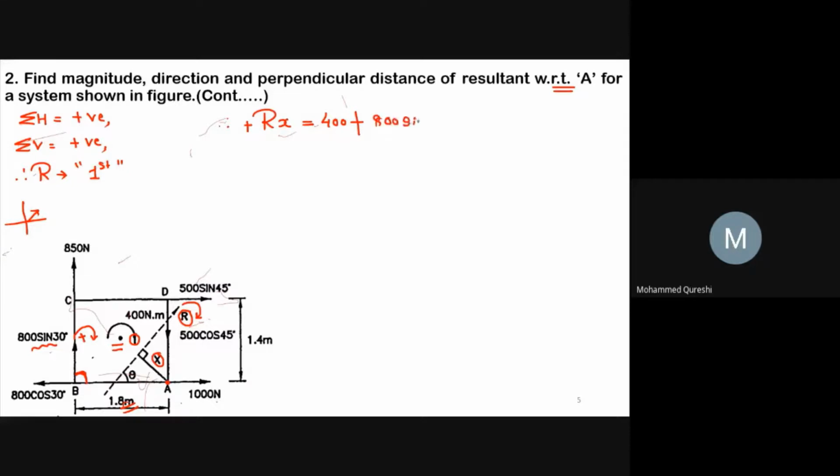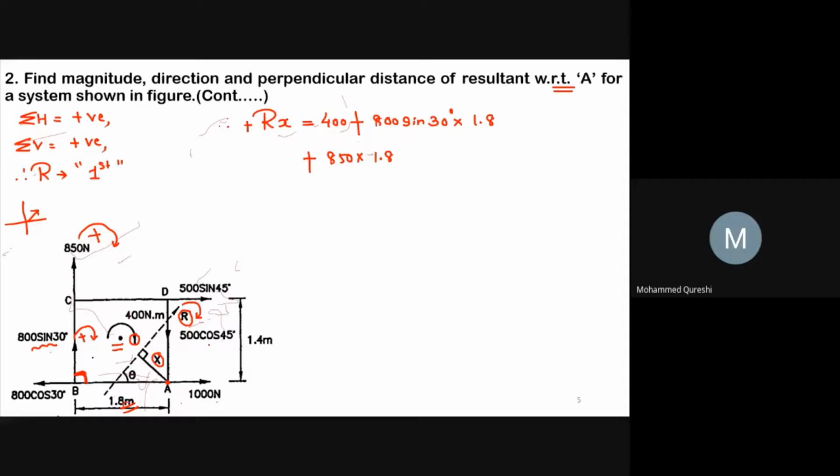800 sine 30 into 1.8. Now this 850 Newton will move towards point A in clockwise direction, hence this will be positive. So plus 850, and this 850 makes the perpendicular distance of 1.8 meter with respect to point A. So here 1.8.